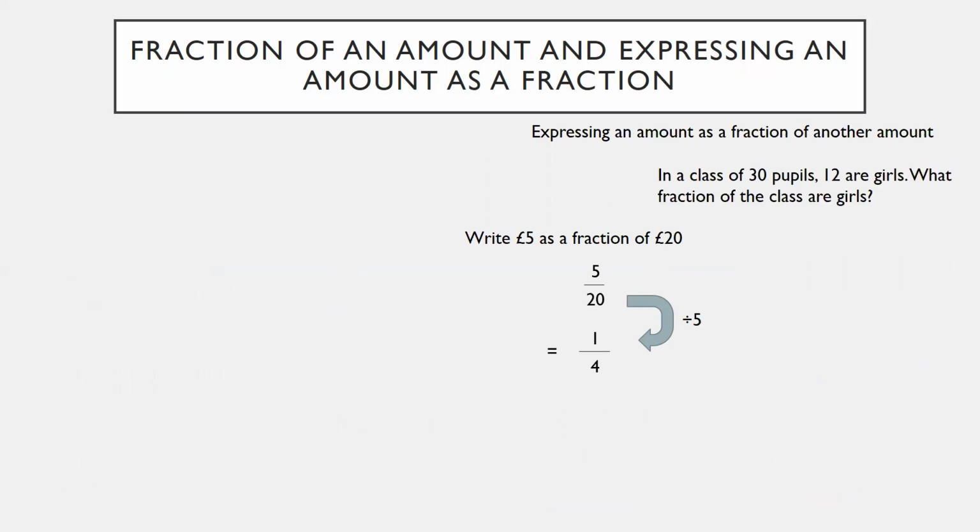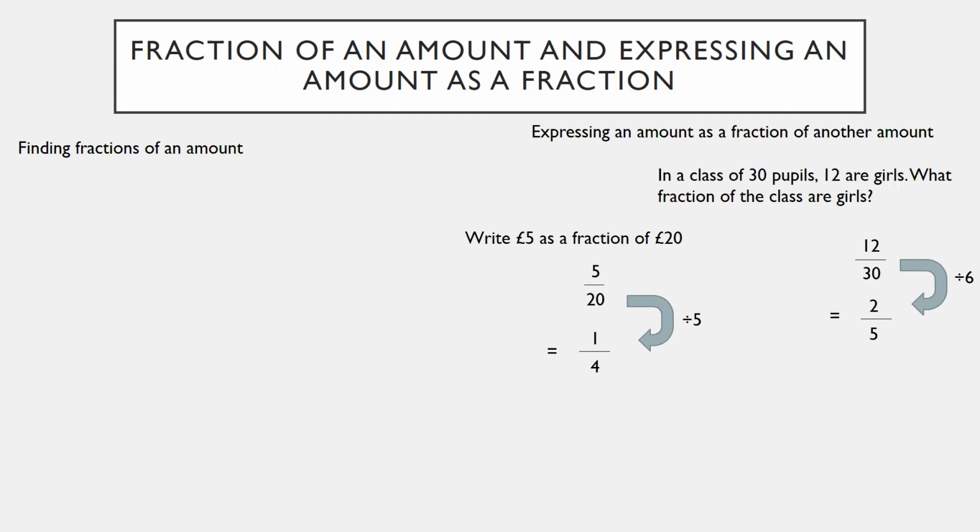And then I've got another example here. If I've got a class with 30 pupils and 12 of them are girls, what fraction of the class are girls? Well, that's 12 out of 30. And again, we can simplify down. I can divide them by 6, and that will give me 2/5. 2/5 cannot be simplified any further. Both of those numbers are prime.